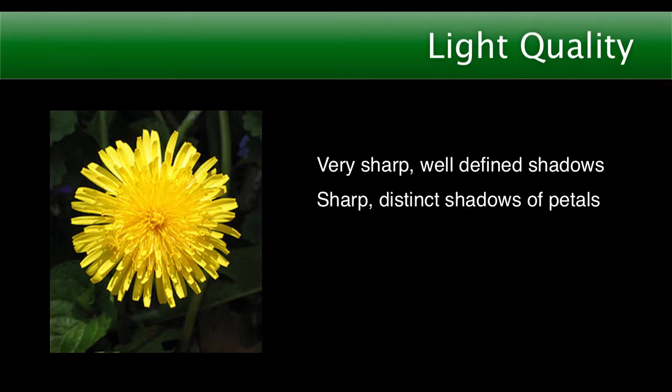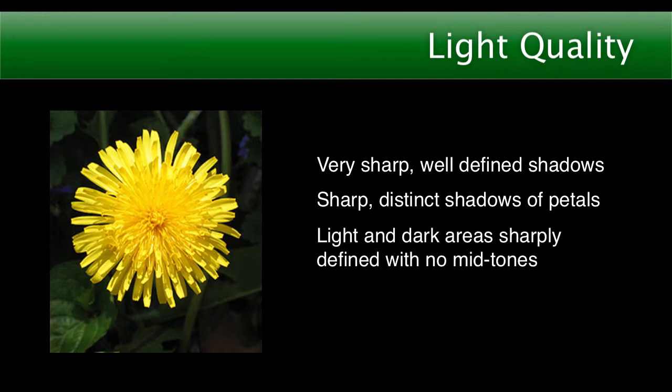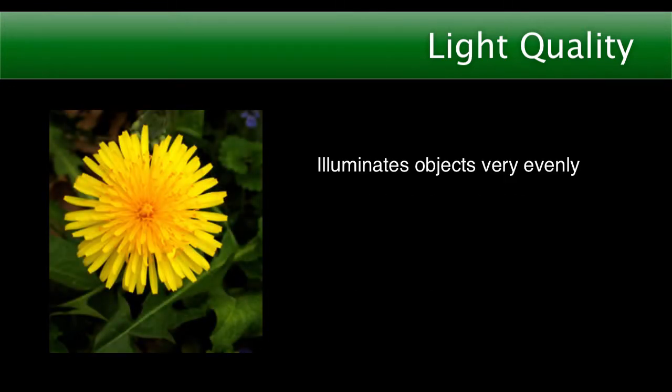Because hard light is very directional, you get very sharp, well-defined shadows. On the flower on the screen right now, which was shot in direct sunlight, you can see the sharp, distinct shadows that each petal casts. Notice also how the light and dark areas are sharply defined with no midtones separating them. Soft light will illuminate objects very evenly and produce very soft, subtle shadows, or sometimes no shadows at all.